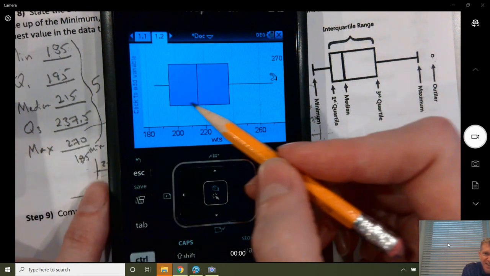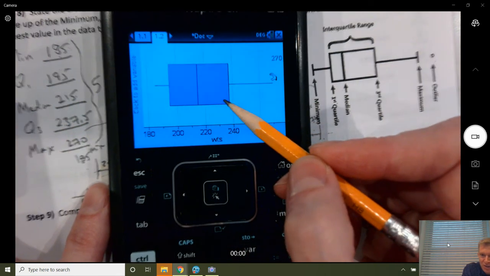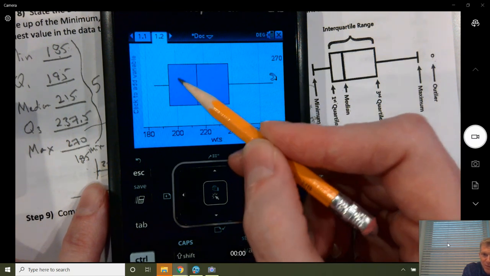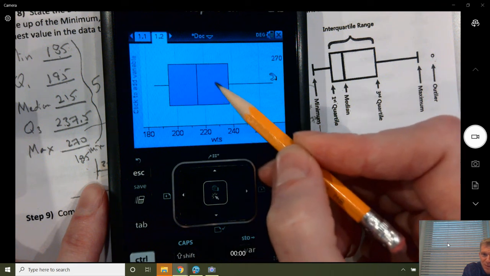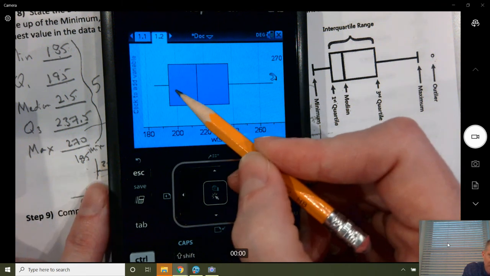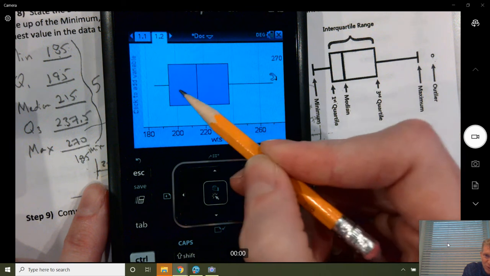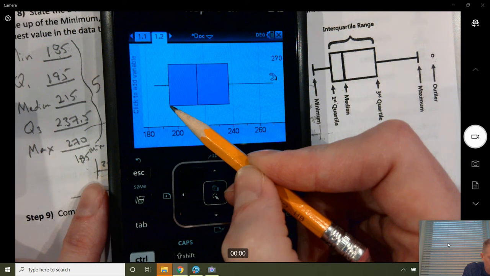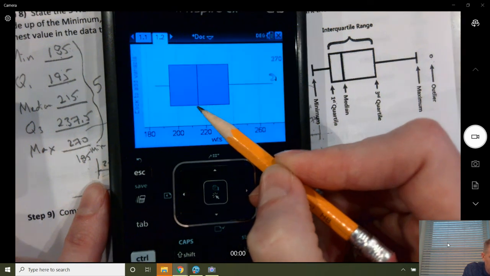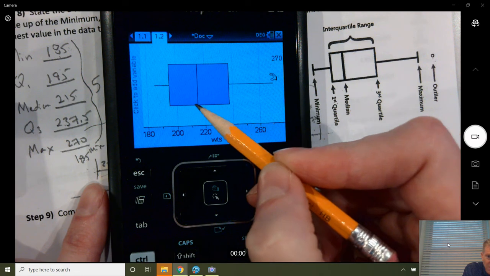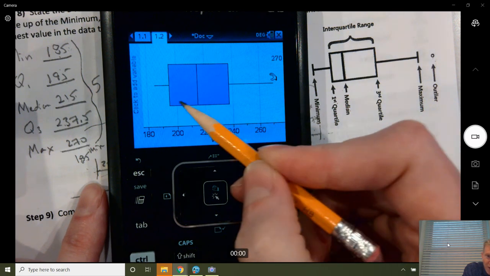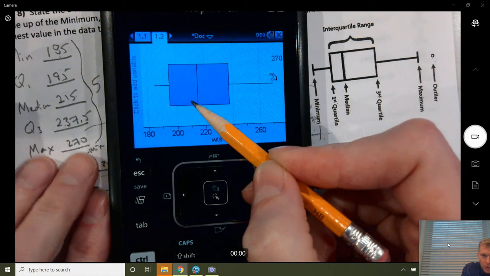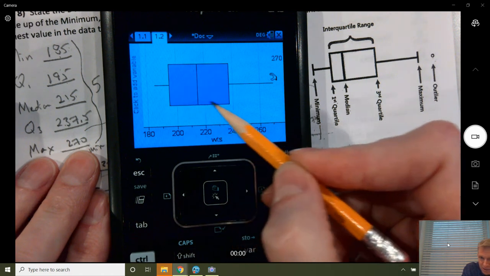In this distance from here to here, that's your interquartile range. It's called that because these are your two inside quartiles. Remember, 25% here and 25% here. So 25% of the players are between this value, our Q1, which was 195, and our median, which was 215, and 25% between here and here. If you add up those two 25s, you get 50%. So that interquartile range is the distance from here to here.